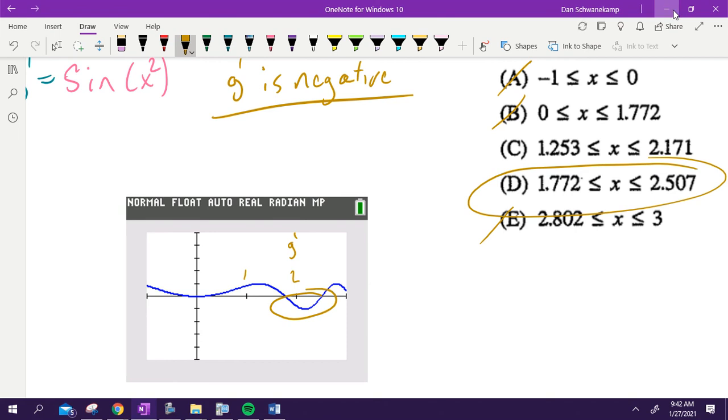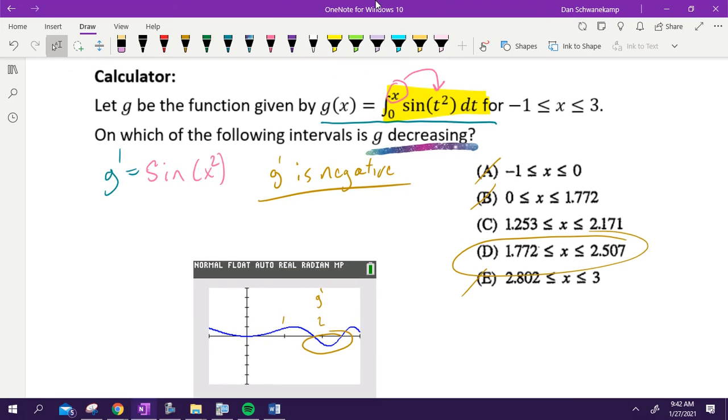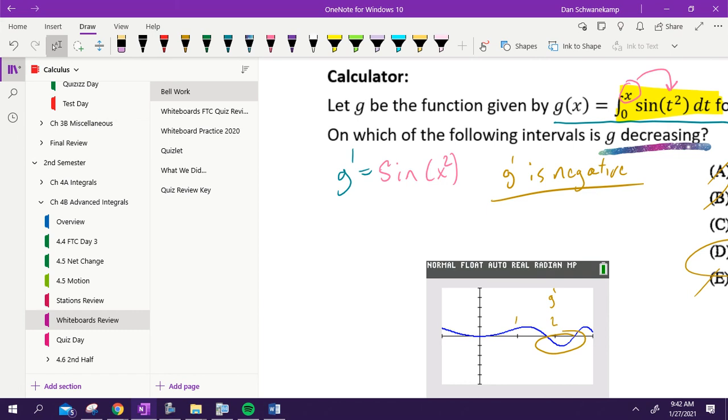Questions with how we set that thing up? It's a good question about talking with calculators, but also thinking about graphs and what we need. We good? All right, grab your whiteboards. Let's do some whiteboard stuff.